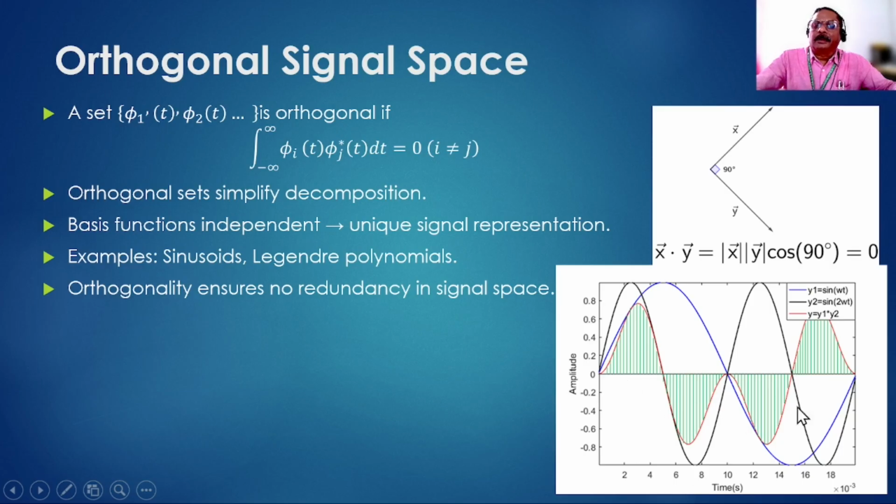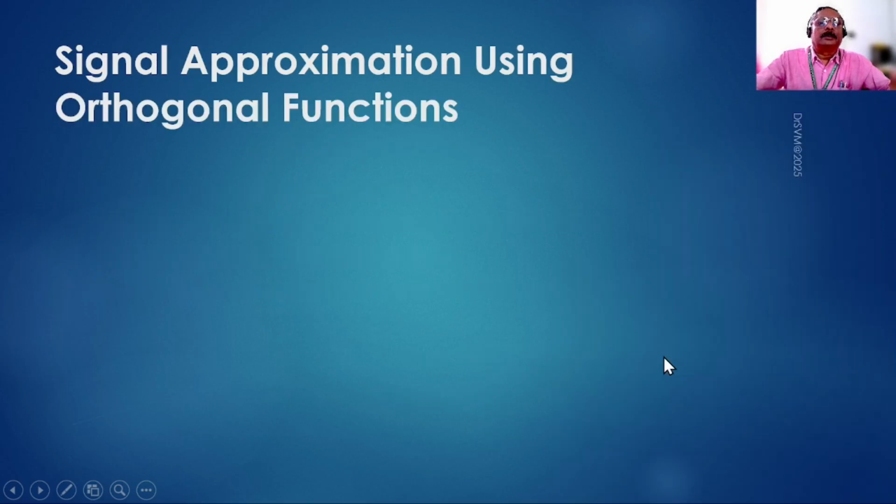This green marking shows the area under the curve, and the upper part of the area is exactly equal to the lower part because of symmetry. One is a positive area and the other is a negative area, and they cancel each other, making the net area equal to 0. Therefore we can say that sine omega t and sine 2 omega t are orthogonal to each other. That means they share no common area between them. That's what we call orthogonal functions.